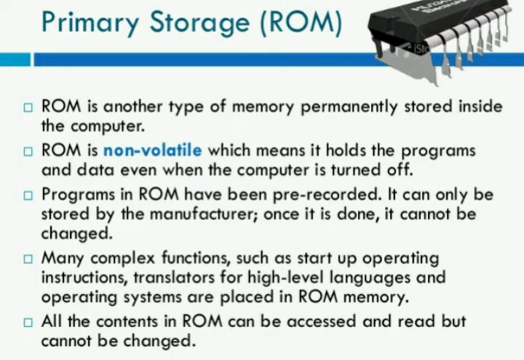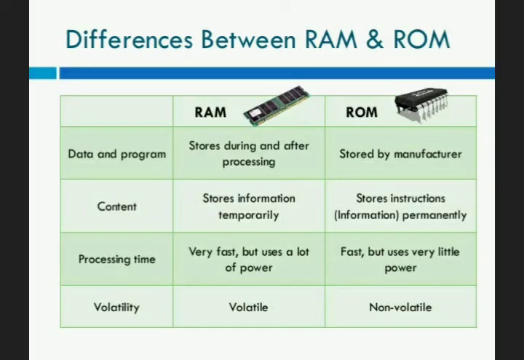Next, coming to the ROM, it is another type of memory that is stored permanently inside the computer. The RAM is volatile, whereas the ROM is non-volatile, which means even if the computer is switched off, the memory is not lost. ROM is permanent in the computer. It is used to restart or boot the system, and it also has translators, operating instructions, and the like. So let us see the differences between RAM and ROM.